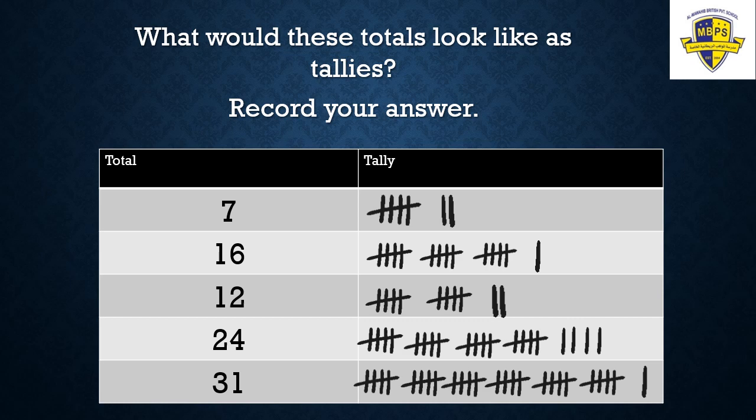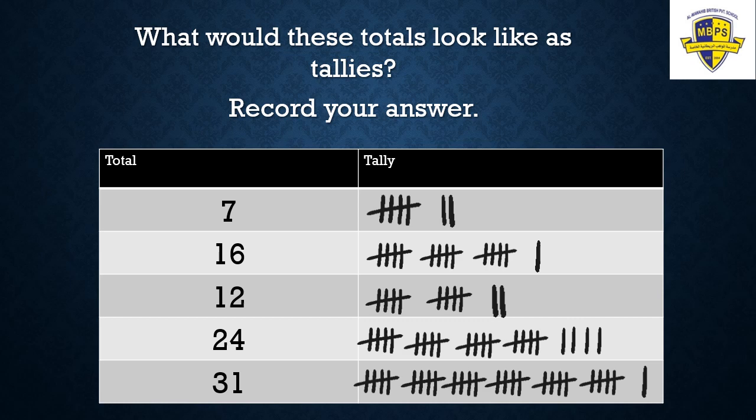1, 2, 3, 4. Fifth line will go across. One more group. 1, 2, 3, 4. Fifth line will go across. Now how many groups of 5 have we done? Let's count. 5, 10, 15, 20, 25.